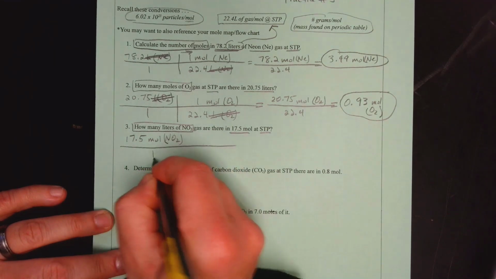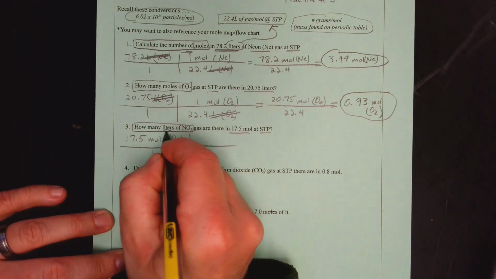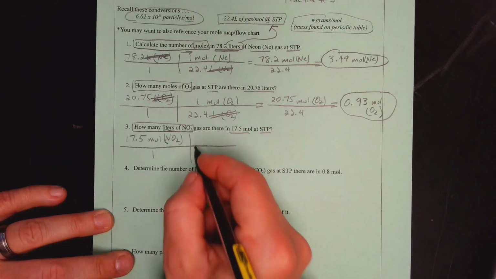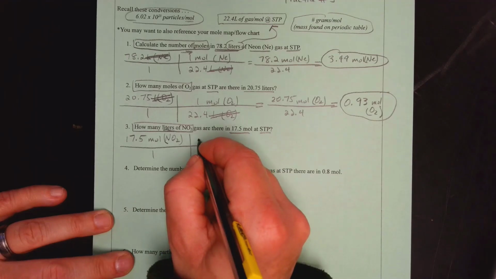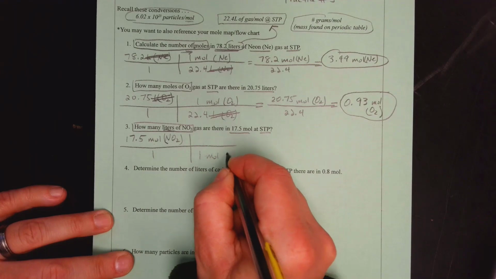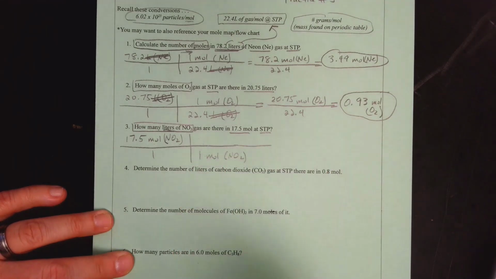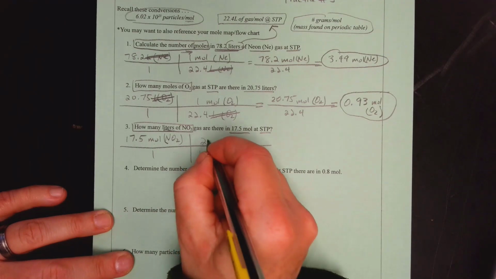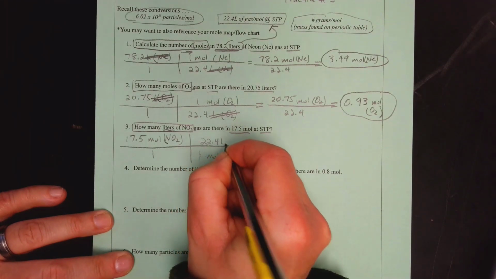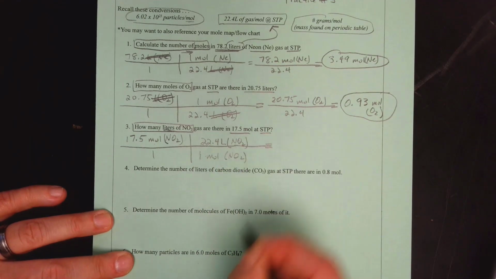I'm going to set that over 1. And again, I'm still dealing with a volume problem here because I have to find liters. So if I'm going to end up with liters, that means that liters has to go on top. I have to be able to cancel moles, so that 1 mole of NO2 is going to go down at the bottom. And my volume constant of 22.4 liters of NO2 is going to end up on top.